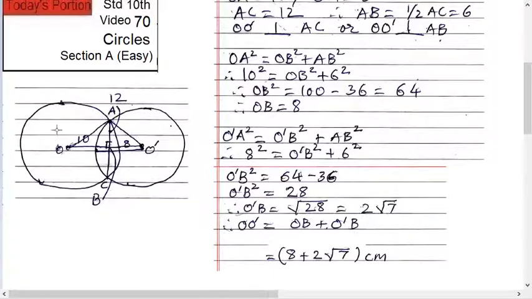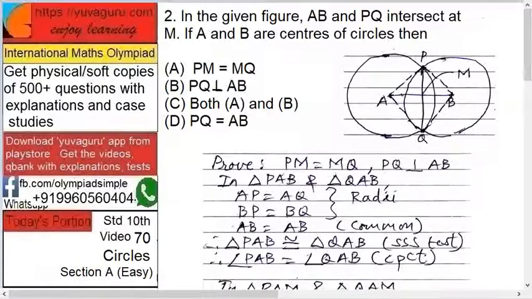Therefore OA is what then? Earlier 8 and this 2 root 7. So it is 8 plus 2 root 7 centimeters. If in exam the value of root 7 is given, then you can solve this further, else stop here only.